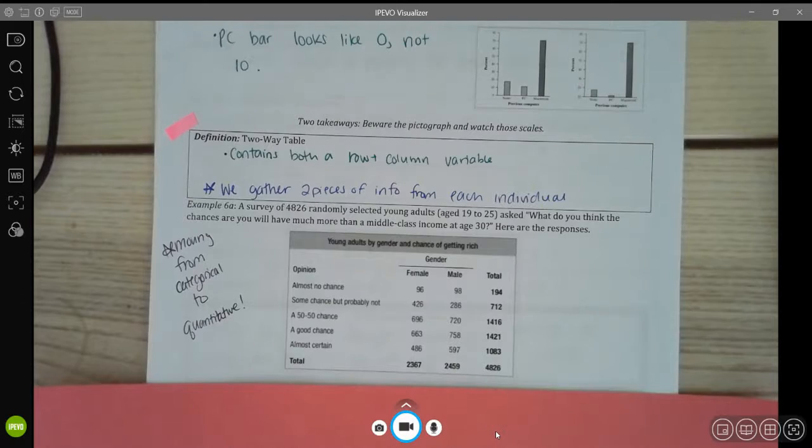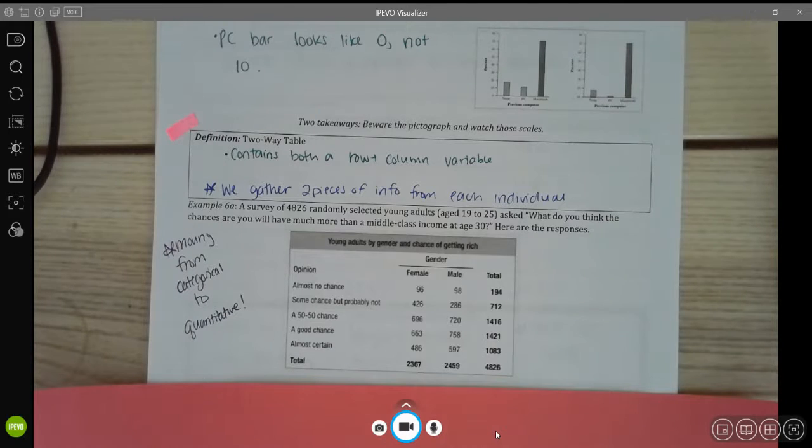Here we've randomly selected young adults, and we've asked, what do you think the chances are you will have much more than a middle class income at age 30? I want to do a little sidebar here and really digest this question. We will get into surveys in Unit 4 and what it means to ask a good survey question. And let me tell you guys, this is a terrible survey question.